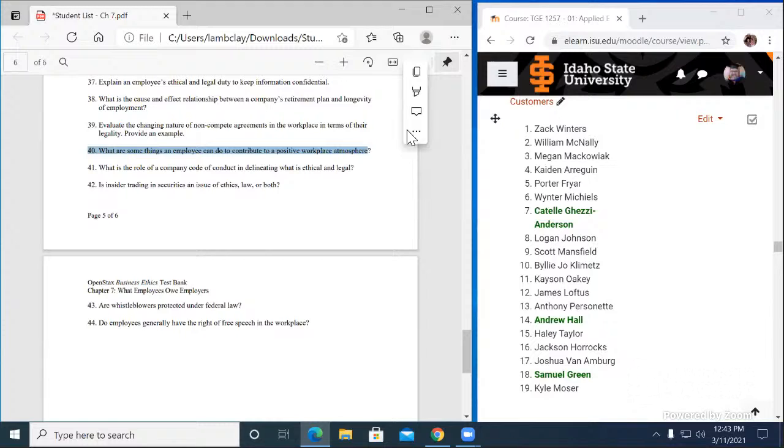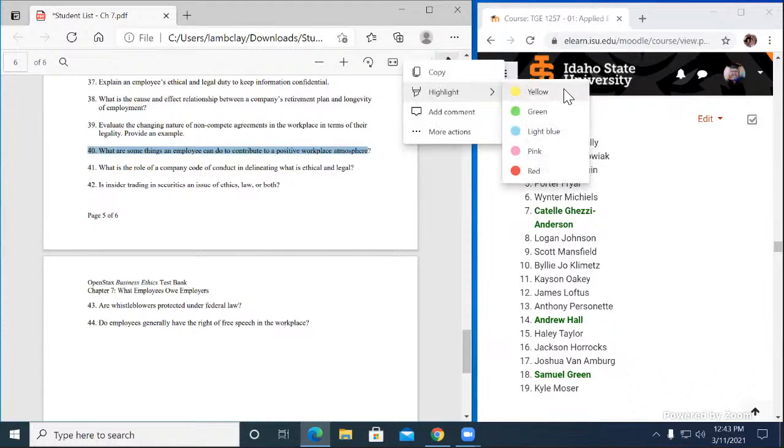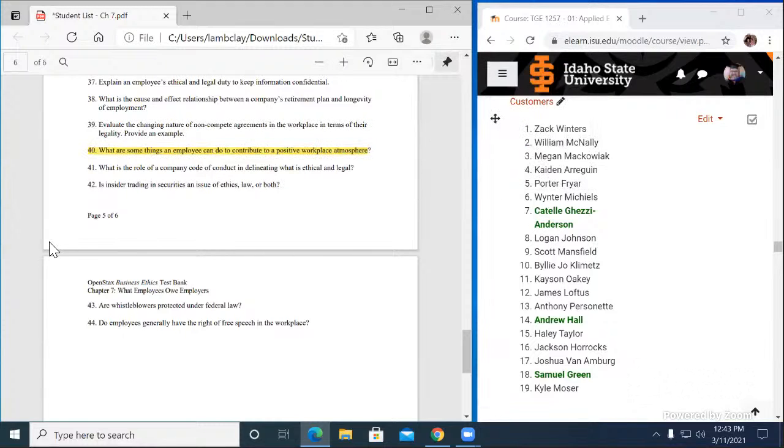So what are some things an employee can do to contribute to a positive workplace atmosphere? What I wrote is having an open mind, treat others as you would want to be treated, be kind, positive, don't blend into a negative mindset. And then small acts of service can also be a good impact.